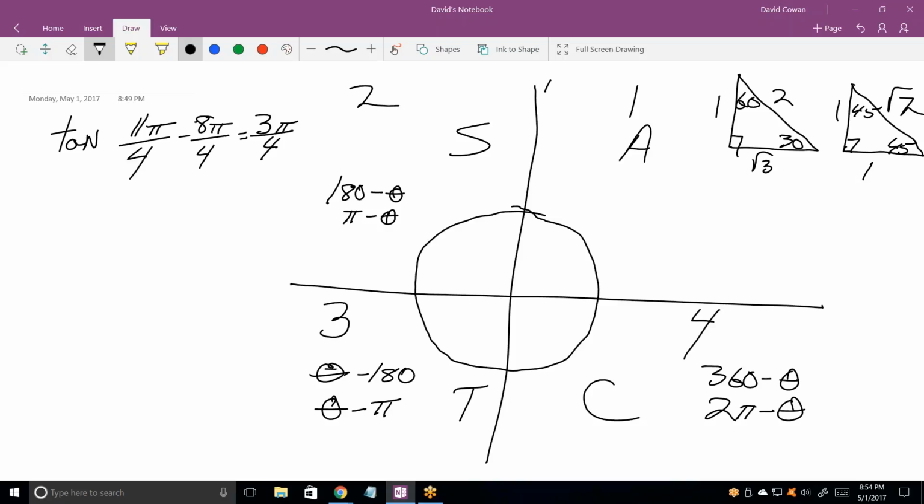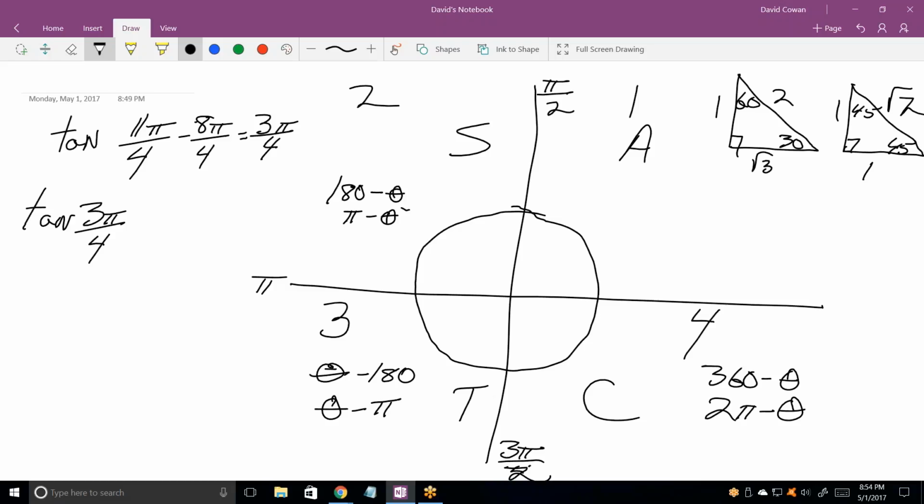Okay. Now, let's finish labeling this thing. And this time I'm going to label it in radians. Which quadrant is 3 pi over 4 in? It's in the second quadrant. So which formula do I use to find its reference angle? You would do 180 minus the... Let's work in radians. That's this one here. The pi minus theta. Okay. So what's pi minus 3 pi over 4?